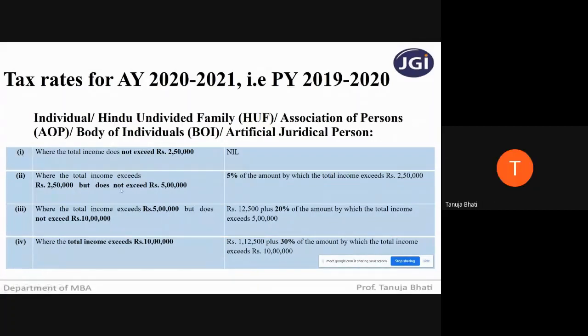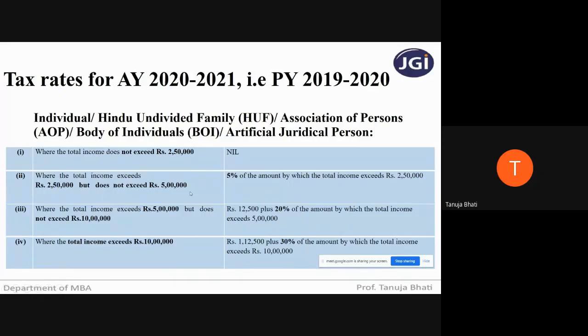Okay, the second row says that suppose my income is more than 2 lakh 50 but less than 5 lakh. Suppose my income is 4 lakh. Now 4 lakh is falling in which row? It is obviously falling in the second row, where it is more than 2 lakh 50 but less than 5 lakh. Then how much tax do I need to pay? I need to pay 5% tax.